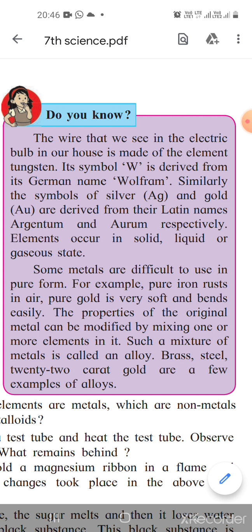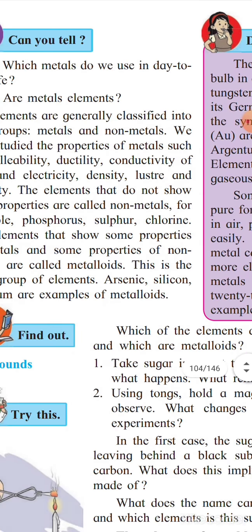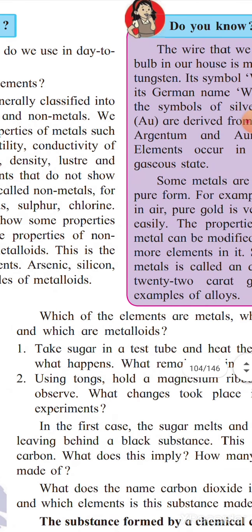The properties of an original metal can be modified by mixing one or more elements in it. Such a mixture of elements is called an alloy. Brass, steel, 21 karat gold are a few examples of alloys. Now find out which of the elements are metals, which are non-metals and which are metalloids.